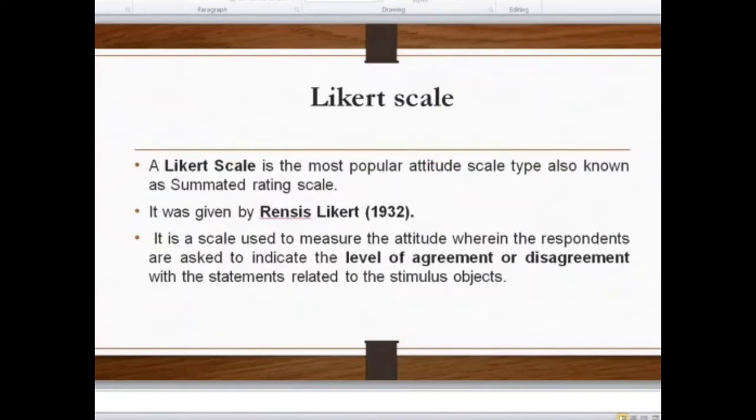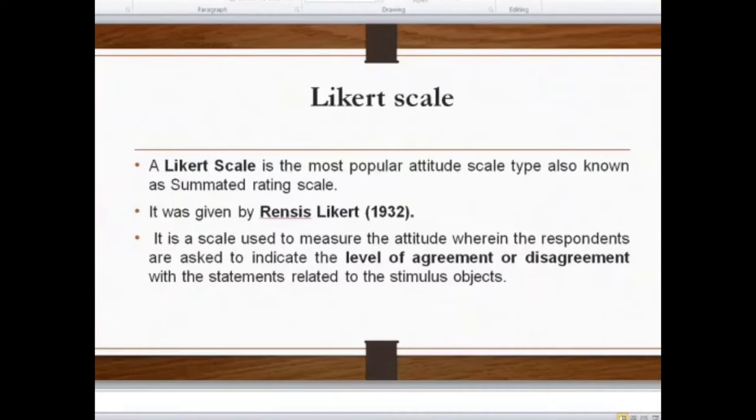The Likert scale is the most popular attitude scale, and it is also known as the summated rating scale. It was given by Rensis Likert in the year 1932. It is a scale used to measure attitude, wherein the respondents are asked to indicate their level of agreement or disagreement with a statement related to the stimulus objects.